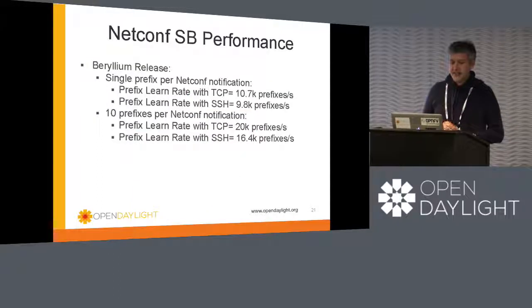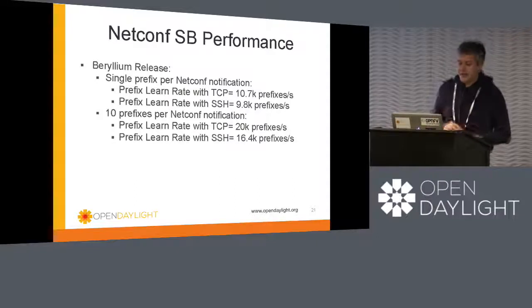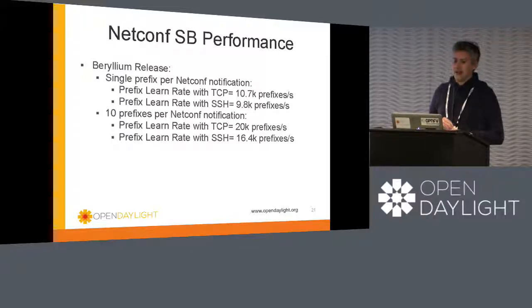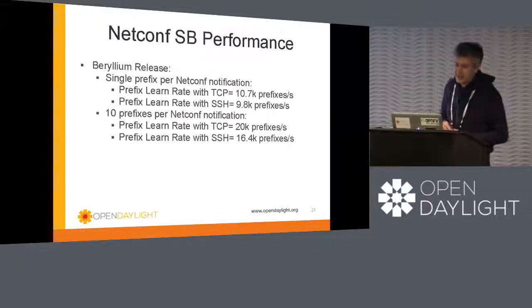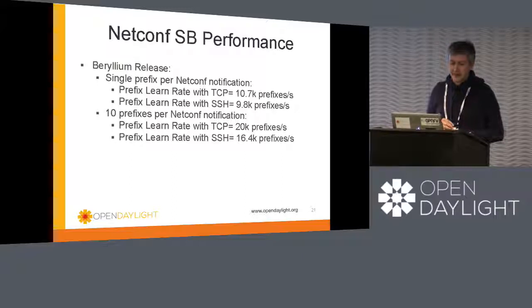What we get there is that for the Beryllium release, if we use a single prefix per netconf notification, we get up to 10,000 prefixes per second that we can learn from the network. This is the notification information that we get from the network. If we repeat with SSH, it is a little less, 9.8 thousand prefixes per second.